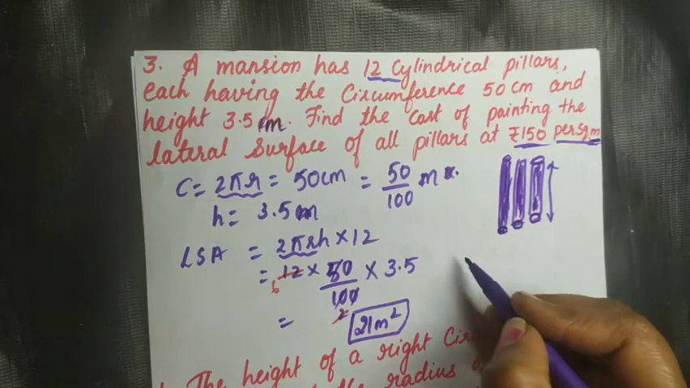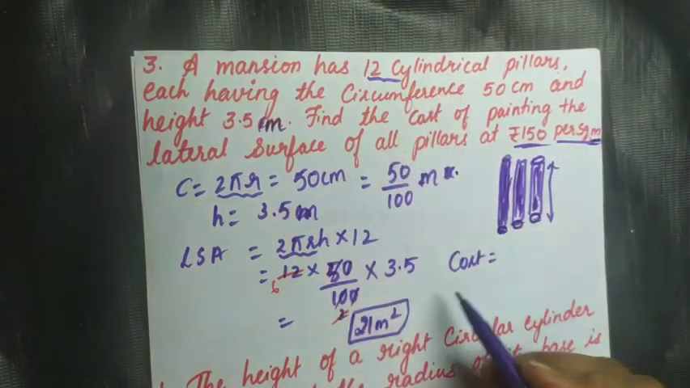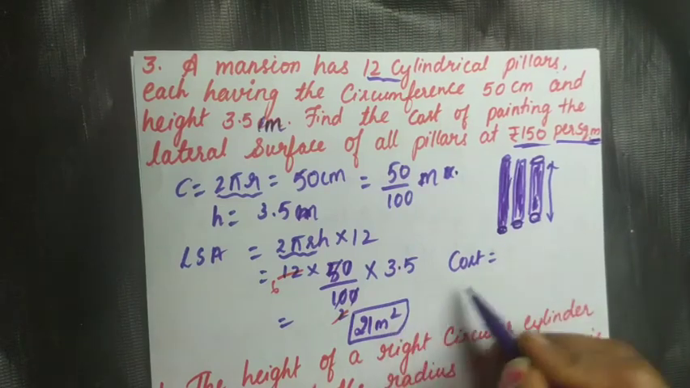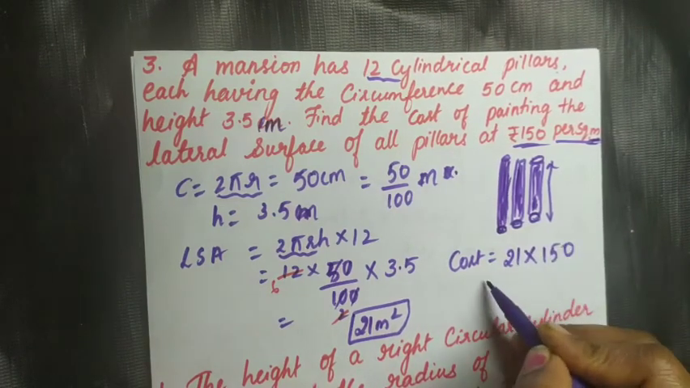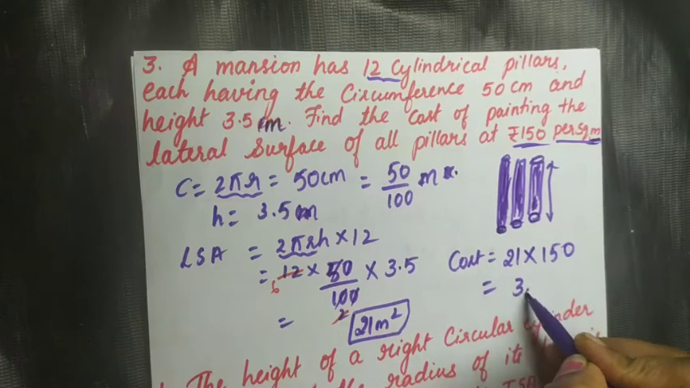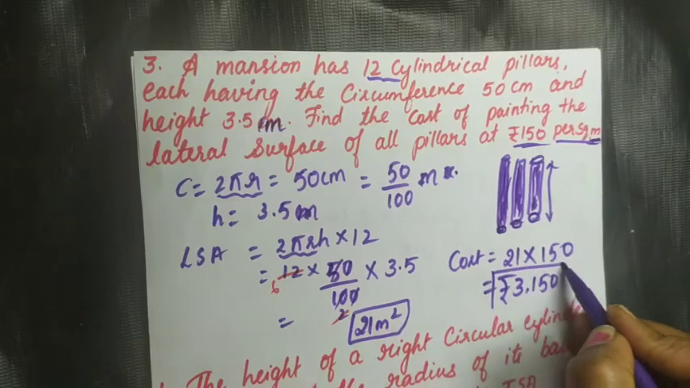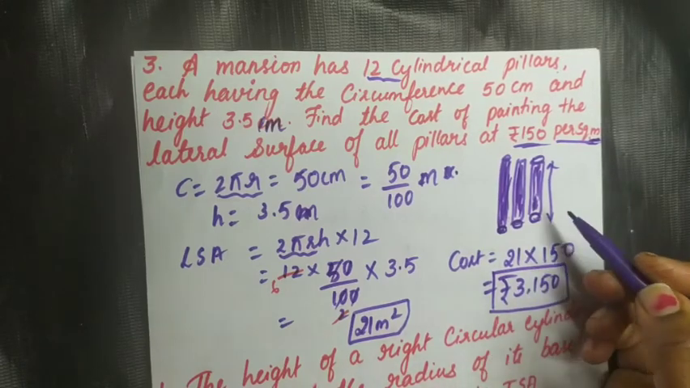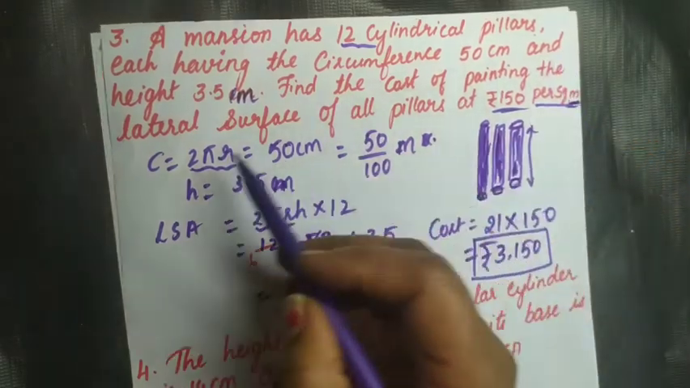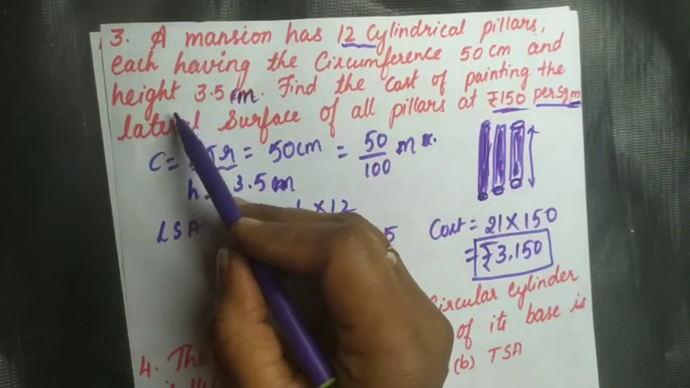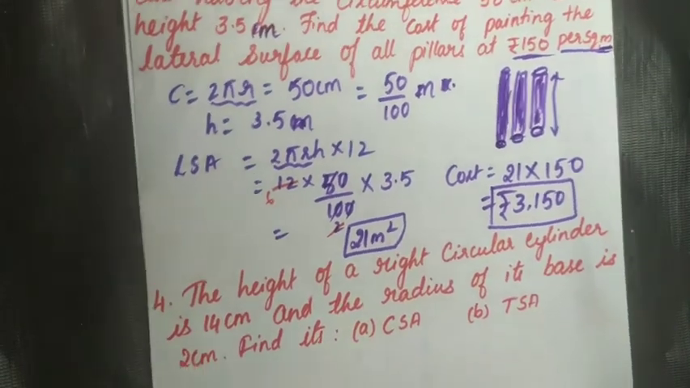So what is the cost? We are supposed to calculate the cost for 12 cylindrical pillars. So how much is it? 21 meter squares into rupees 150. So what is this? It is 3,150 rupees. So okay. This is the cost for 12 cylindrical pillars of height 3.5 meters. Okay. So I hope you have understood. Let's go for the fourth problem.